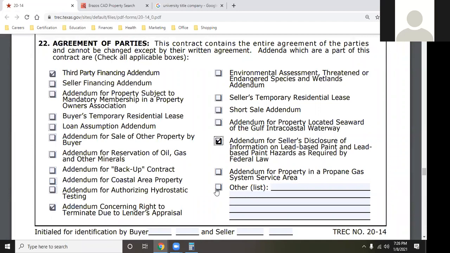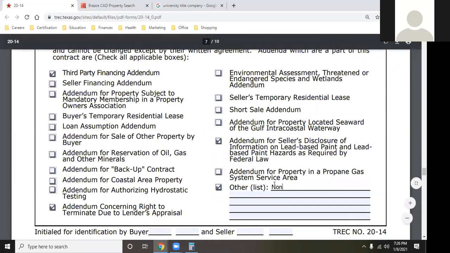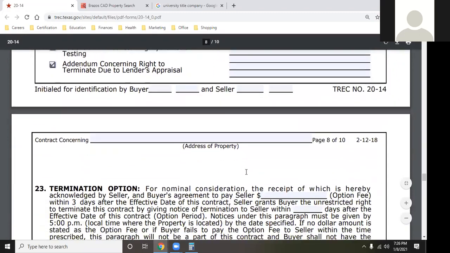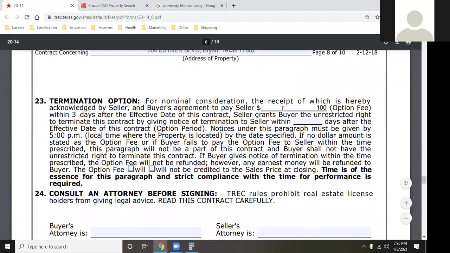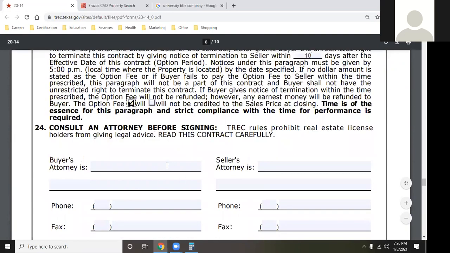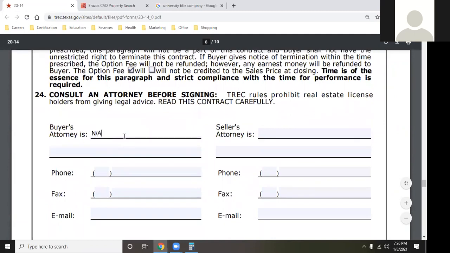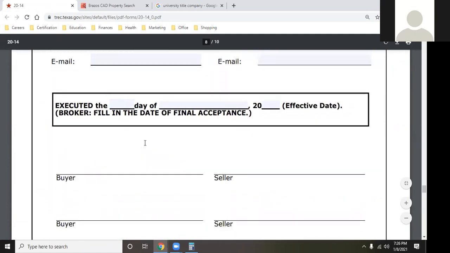Okay? And one other one that they have yet to add, and I still don't know why they don't put it in there, is the non-realty items addendum. Okay? We scroll on down, put our address. Here's our termination, $100 for 10 days. It will be credited. Mr. Grossman does not need an attorney.